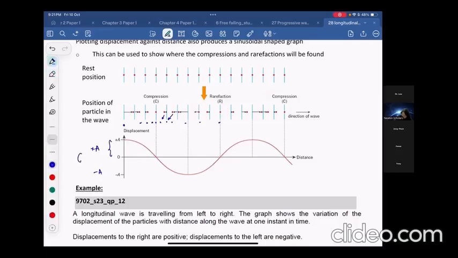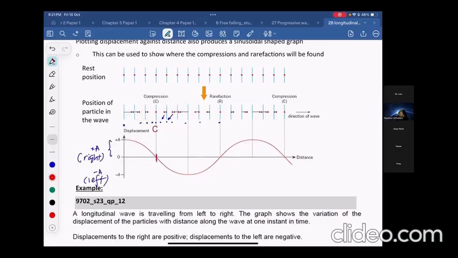Okay, positive A moves to the right. Correct. Did I write right? The positive area will go to the right. Negative area will go to the left. Can you see that the particles right now no longer have equal space? The space they have here, they are very packed. This is compression. So at this position, actually it is compression.